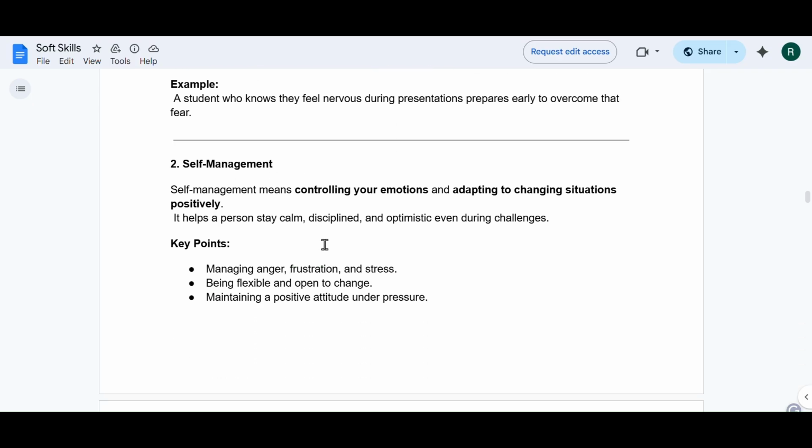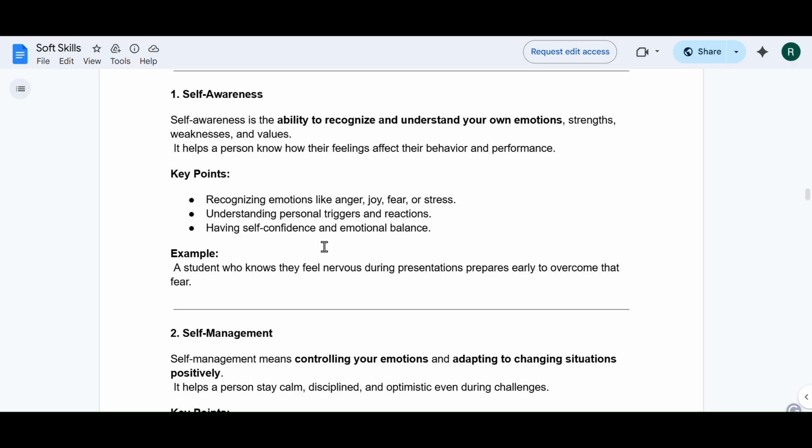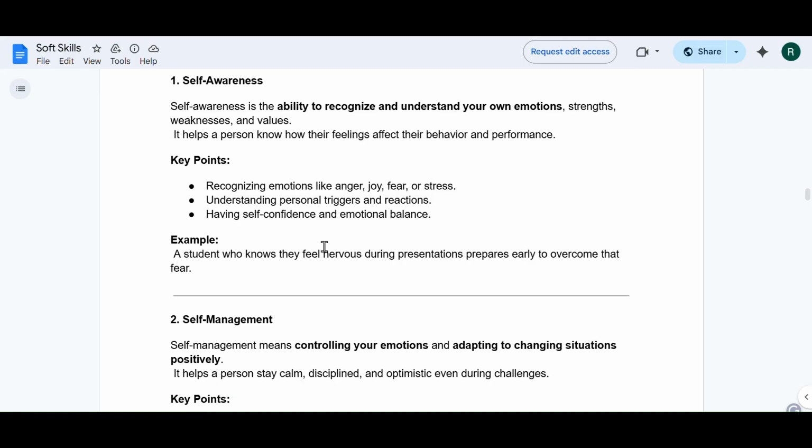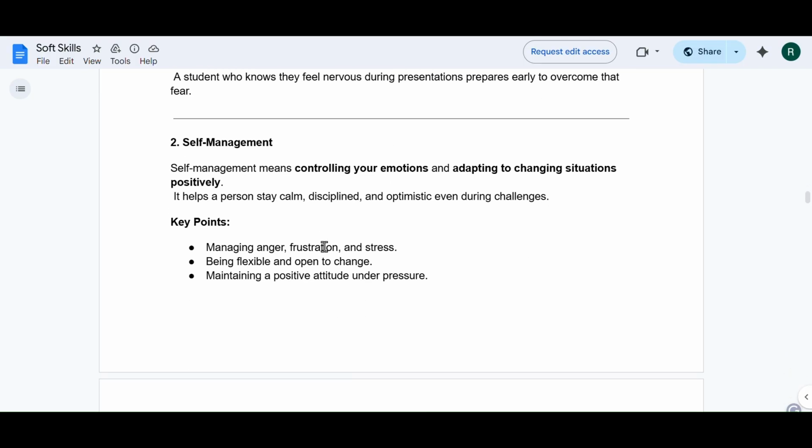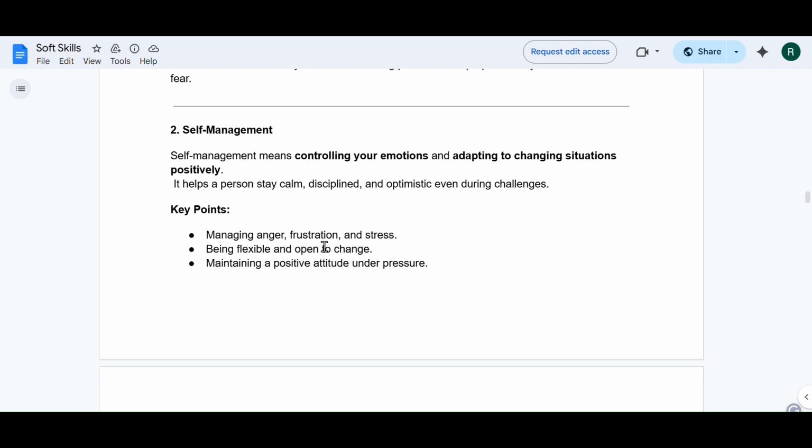Next, what is self management? Self management is nothing but controlling our own emotions and adapting to changing situations positively. It means that what we discussed in self awareness was understanding our own emotions. Self management means controlling our own emotions and adapting to those emotions positively. Reacting to self awareness is known as self management. Here we manage our emotions. Hope you got the point. For example, managing our anger, frustration and stress comes under self management.